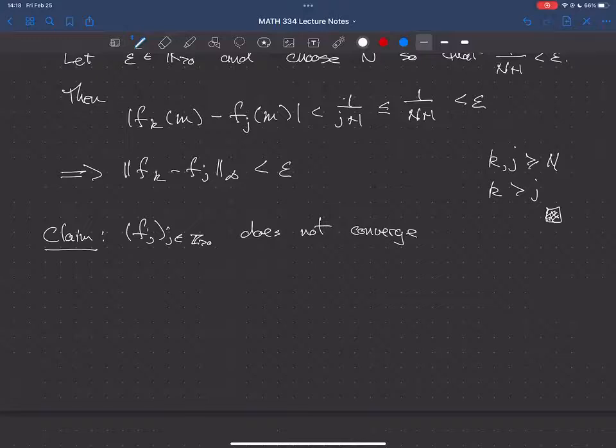And how am I going to prove that? Well, what I'm going to do is assume that it does converge, and I'm going to arrive at a contradiction. So first, suppose that the sequence does converge.